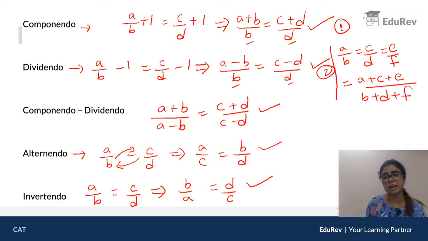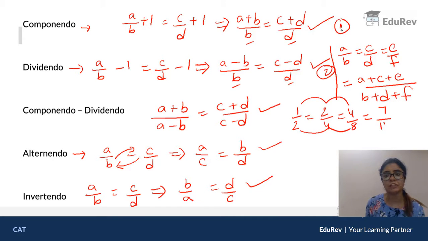For example, suppose I take 1 upon 2 is equal to 2 upon 4 is equal to, let's say, 4 upon 8, because all the values are 1 upon 2. So this is equal to (1 plus 2 plus 4), which is 7, upon (2 plus 4 plus 8), which is 14, which is also 1 upon 2.